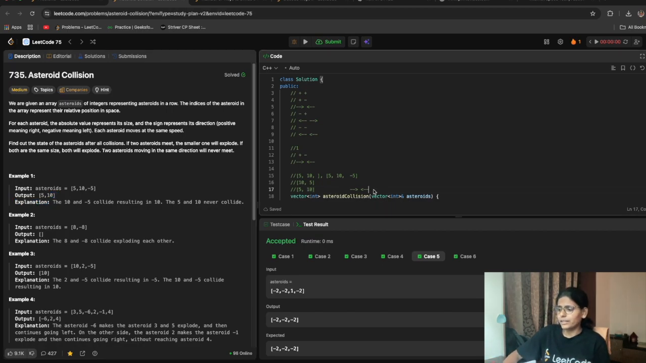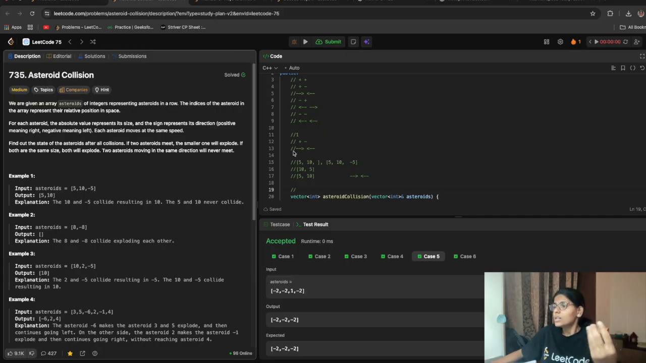Take the next example, that is 8 and minus 8. In this case, 8 means plus and minus 8 is minus, so again this condition is satisfied, and as both have the same mass, they both will collide and explode, and no one will be there in the asteroid list, and the answer is empty as expected.